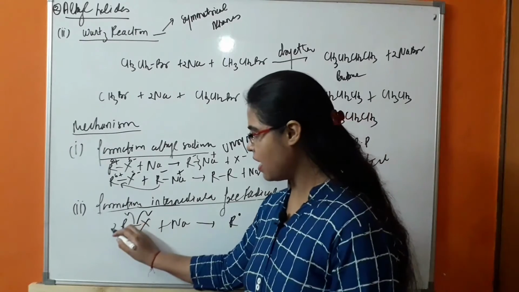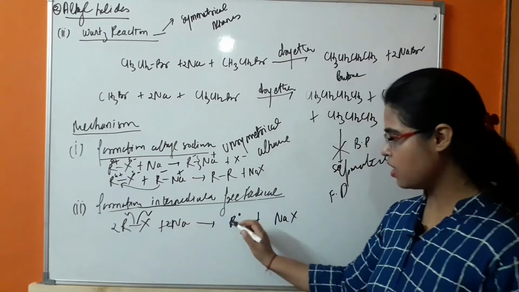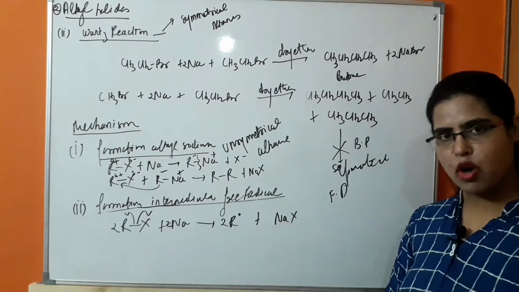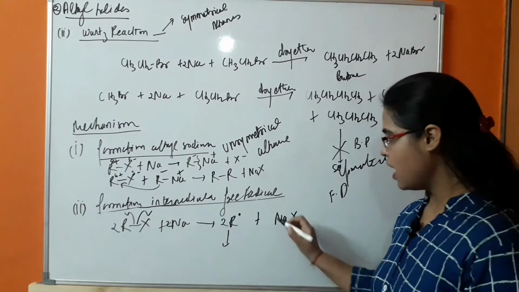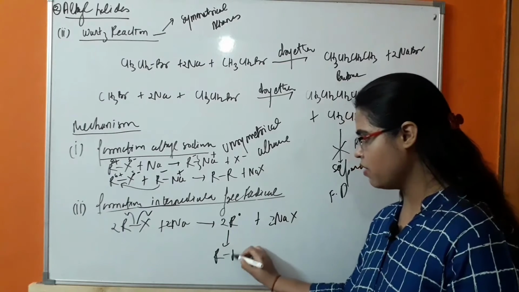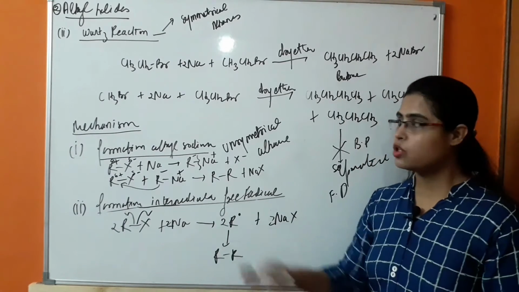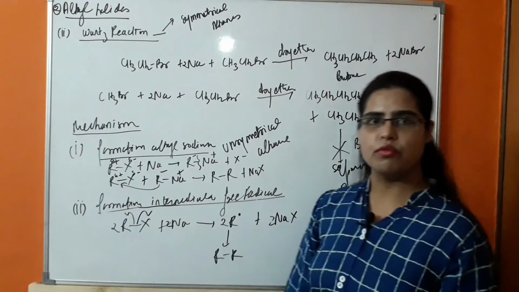If two alkyl halides are taken, then two free radicals will be obtained, and because of that they will join with each other and there will be a formation of alkane. So this is the mechanism behind the Wurtz reaction.